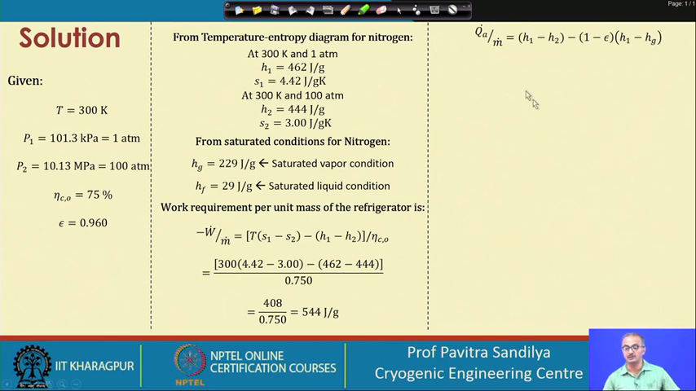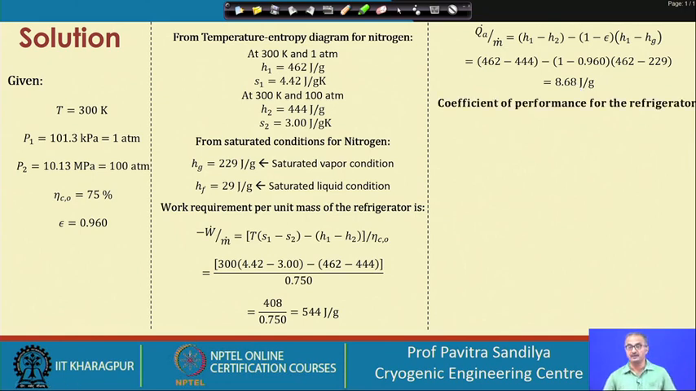Now we come to the expression for how much heat is absorbed. In this expression we have the heat exchanger effectiveness, and we again plug in the values of the various variables, and we get this value. This is the refrigeration effect. That means this particular gas under these particular conditions will take out this much amount of energy from the space to be cooled.